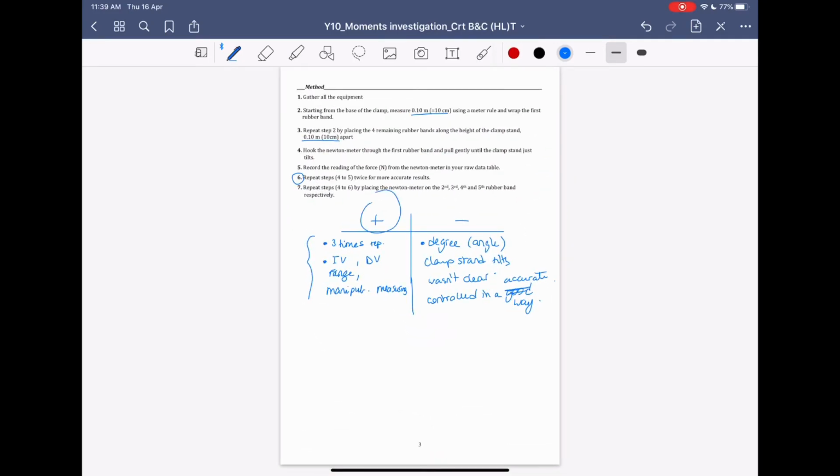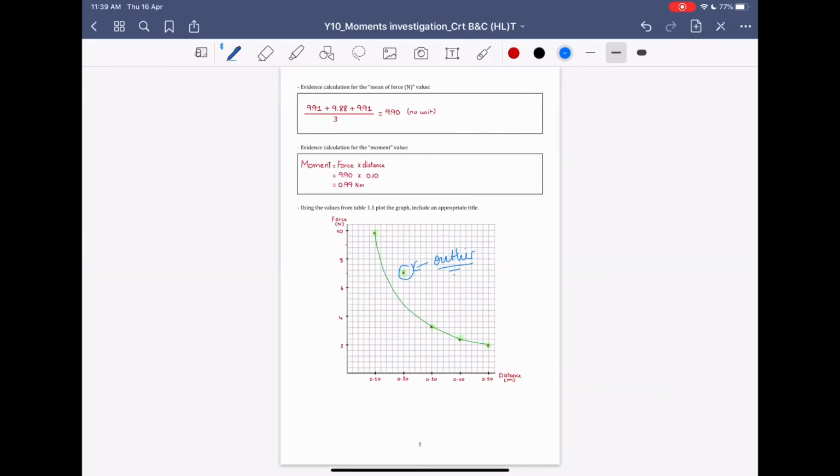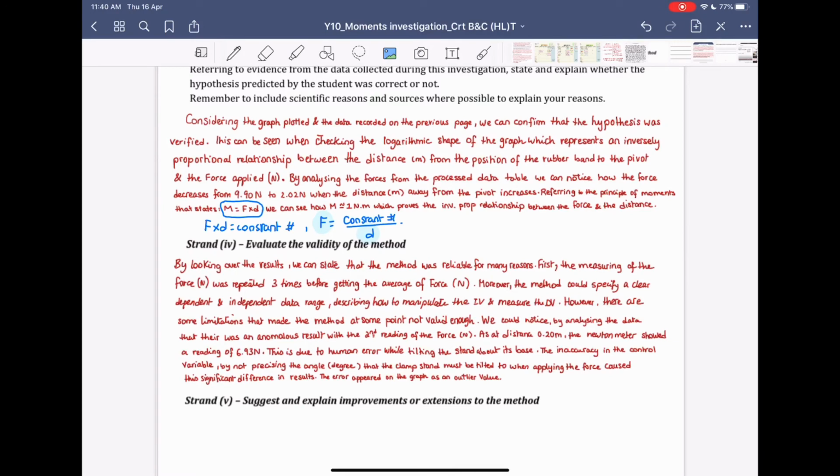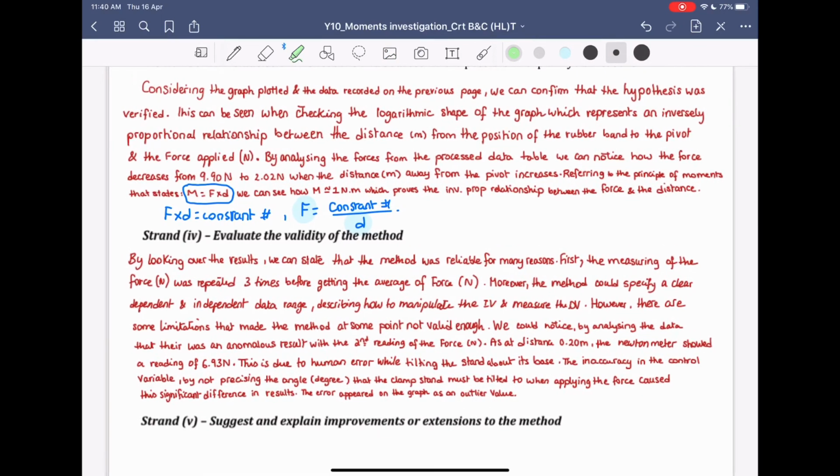This is my pros and cons for the method. This is how I evaluate the method, and this is the paragraph that I wrote. By looking over the results, we can state that the method was reliable. Now, I will highlight the keywords that are extremely important for you to use. When we want to evaluate, you will talk about 2 things, about the reliability and the validity, which is this one. Yeah. So we talk about the reliability and the validity of the method.